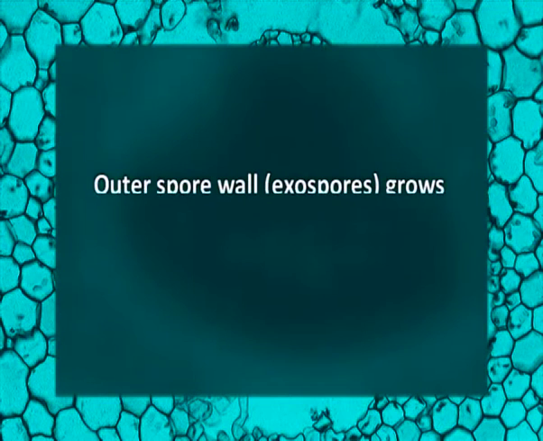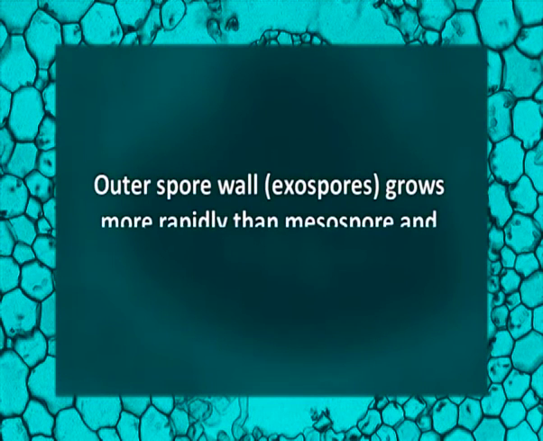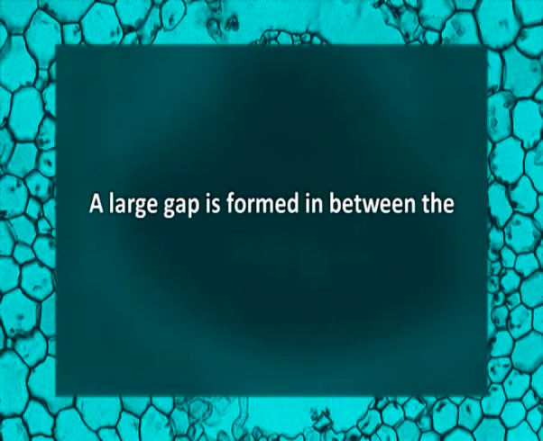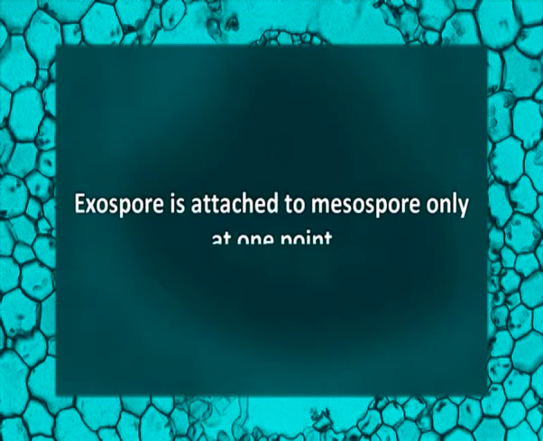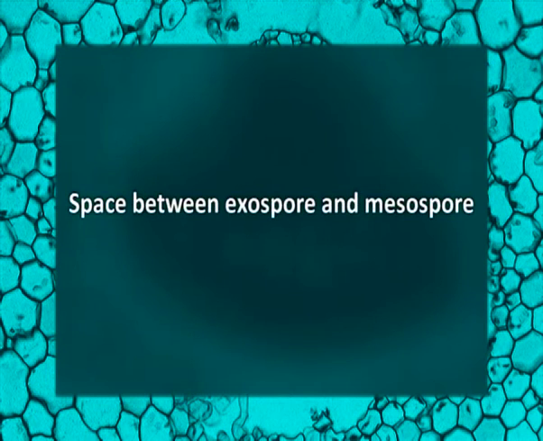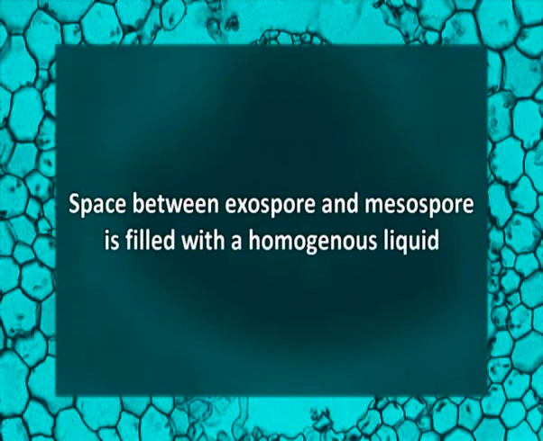The outer spore wall, that is, the exospore, grows more rapidly than the mesospore and endospore. Consequently, a large gap is formed between the exospore and mesospore. At this stage, the exospore is attached to the mesospore only at one point. The space between the exospore and the mesospore is filled with homogeneous liquid.